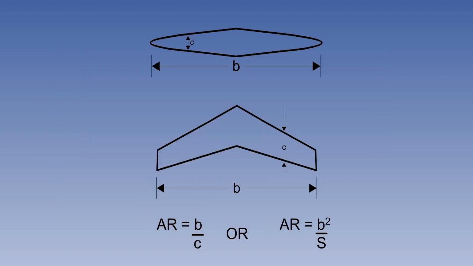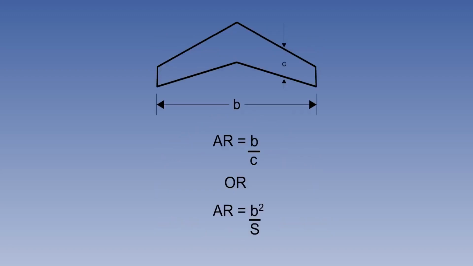The aspect ratio, or AR, is the proportion of the span and the average chord. That is, b over c. If the plan form is curved, for example like the Spitfire's elliptical wing, an alternative way of determining the aspect ratio is span squared over area. This assumes, of course, that you have a figure for the wing area.